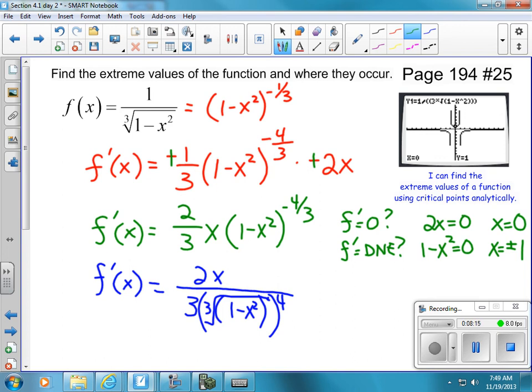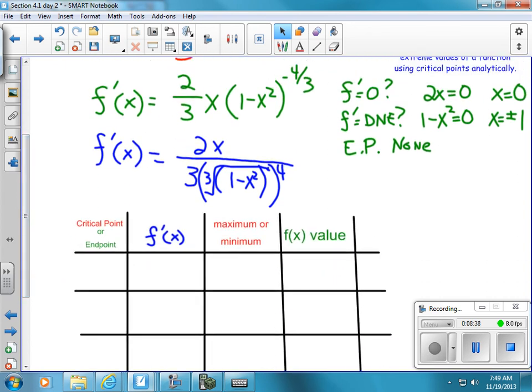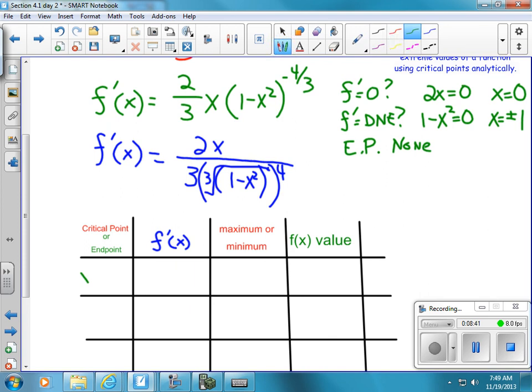Now, are there any endpoints? They didn't give us a domain for this, so we assume it's all real numbers from negative infinity to positive infinity. So there are no endpoints. Okay, we have none. All right, let's take the same chart that we did before and fill it out for the values that we have for critical points. X equals 0, we have the derivative is 0 at that point. We have 2 other ones, x equals 1 and x equals negative 1. The derivative doesn't exist at those 2 points.